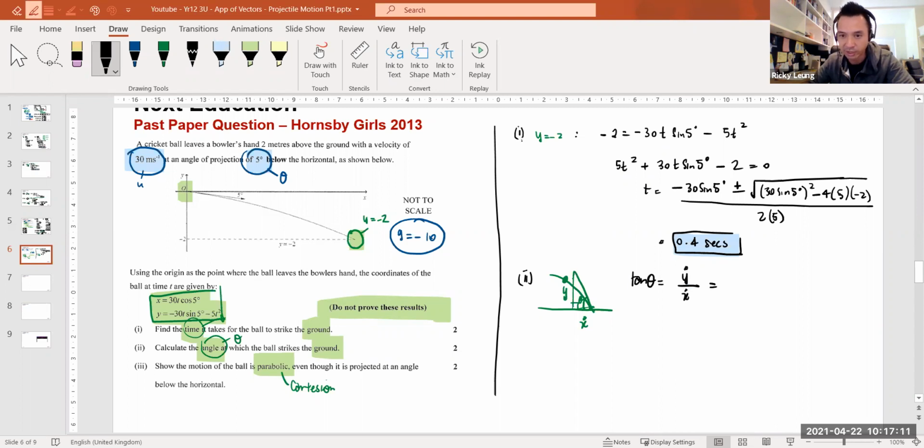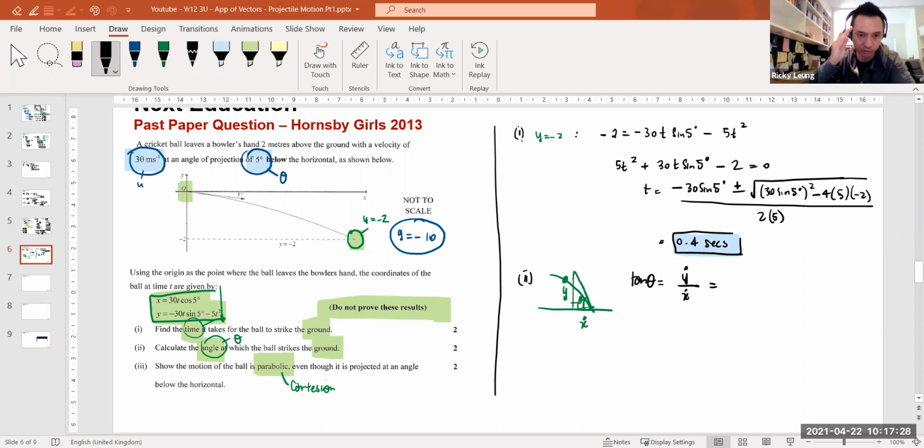Now this formula here is not given here at all. The reason why it's worth 2 marks is because I need to differentiate that y value there to get the velocity formula, right? Because the velocity is the thing that is diagonal here.